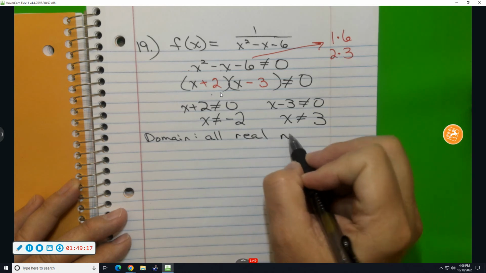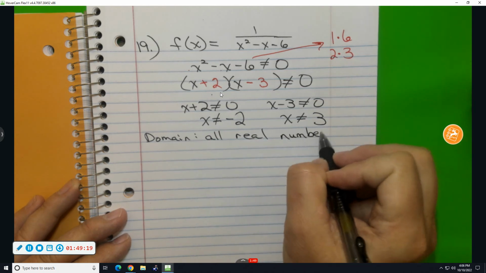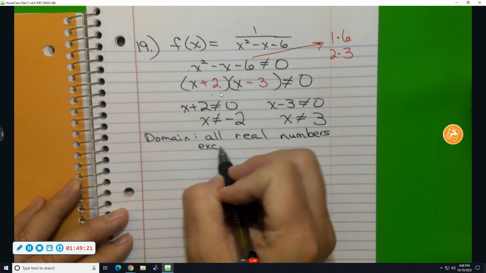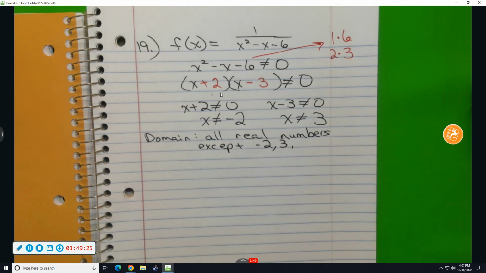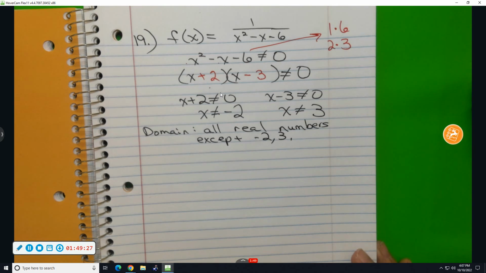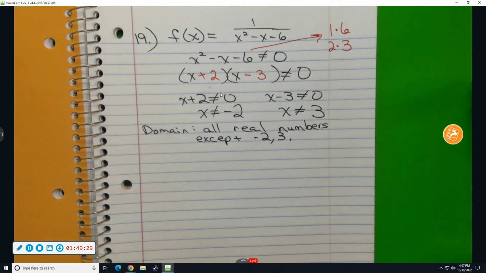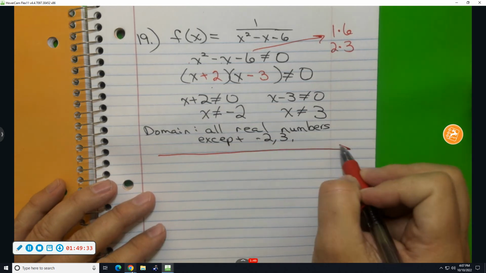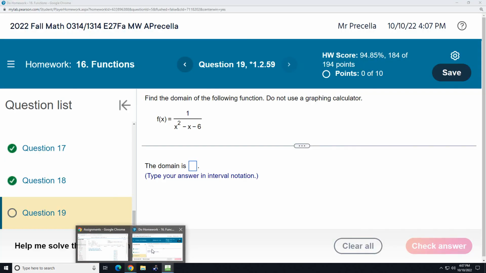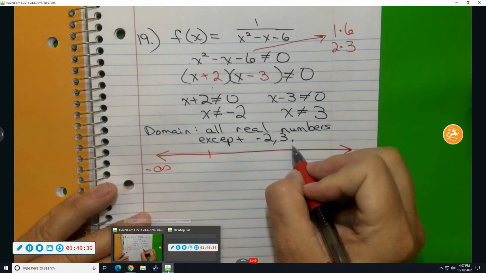All real numbers except negative 2 or positive 3. But you can't type that in. It wants interval notation. Now you can check that. You see, it said type your answer in interval notation. It doesn't want words.